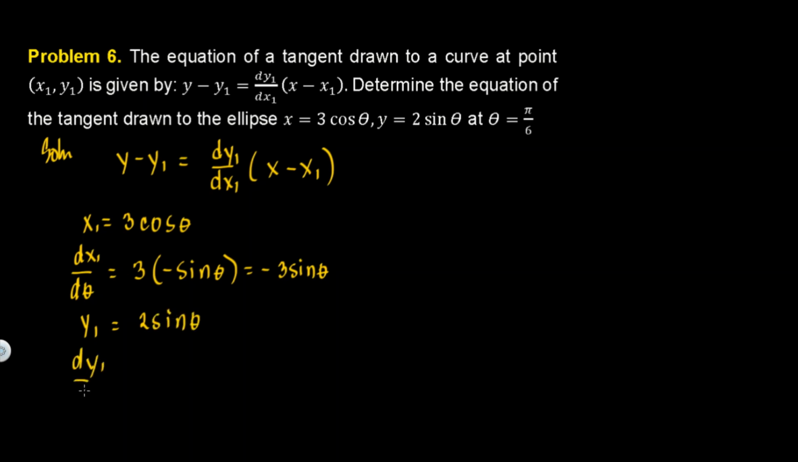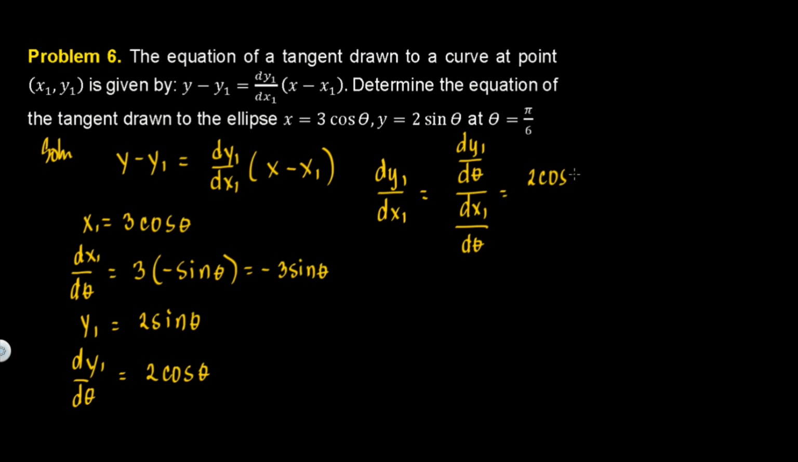Derivative of y sub 1 over d theta is equal to... what is the derivative of this? Cosine, positive. So, 2 cosine theta. Then, to find dy sub 1 over dx sub 1, we have dy sub 1 over d theta over dx sub 1 over d theta. dy sub 1 over d theta is 2 cosine theta over minus 3 sine theta.